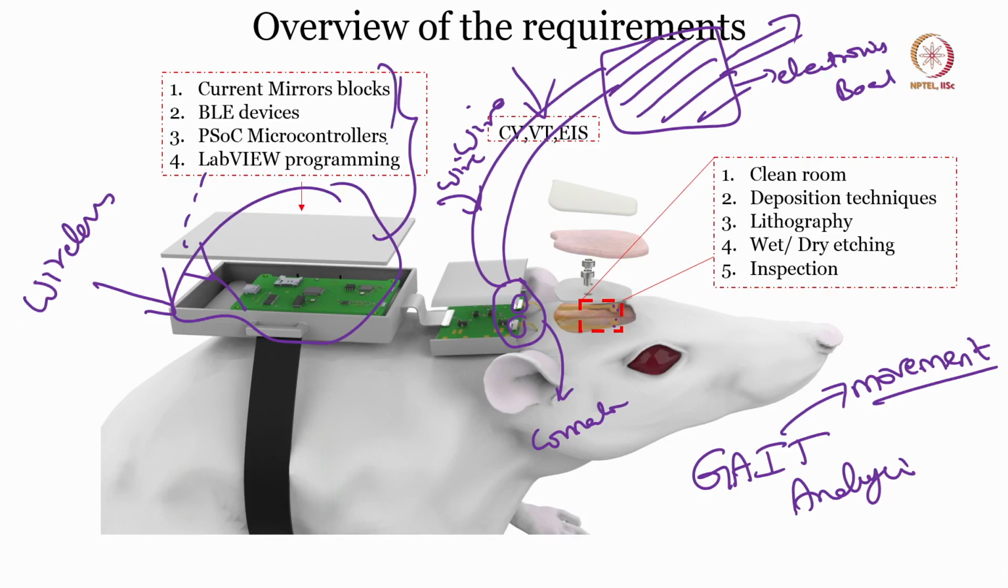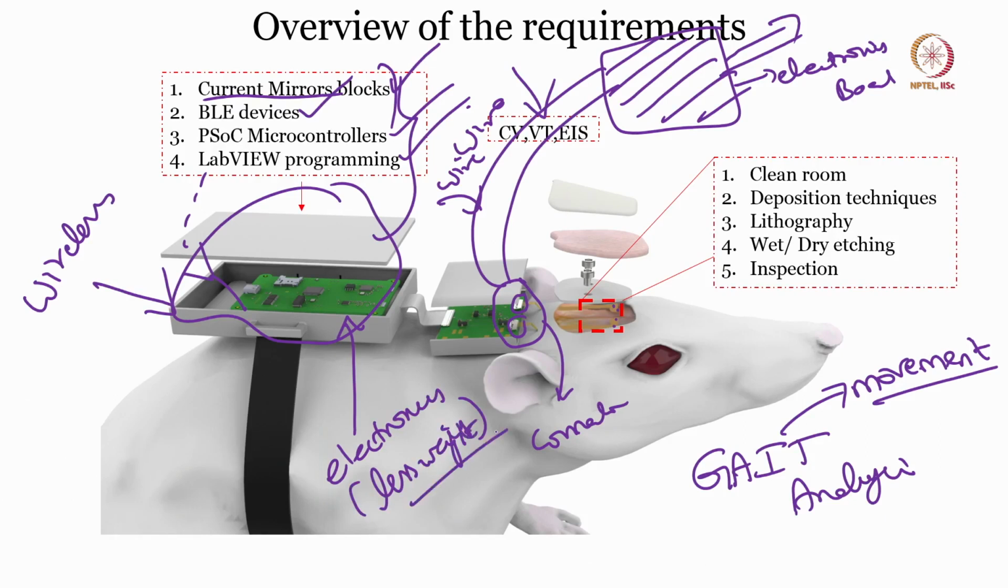In some of the works that we found, we can use current mirror blocks, why current mirror blocks and all we will discuss, and we have BLE devices, and PSOC microcontrollers, and LabVIEW programming. We need to use all these things to set up that electronics board, and this electronics board will be very light in weight, such that the rat can easily carry it while doing a behavioral analysis.